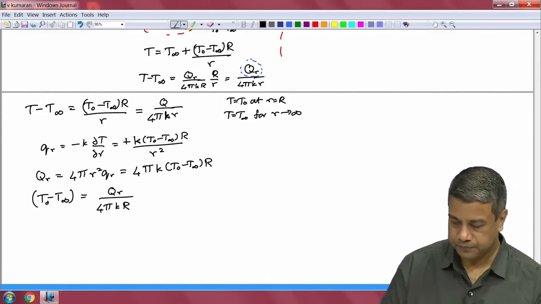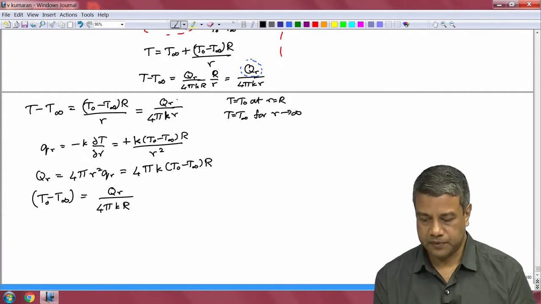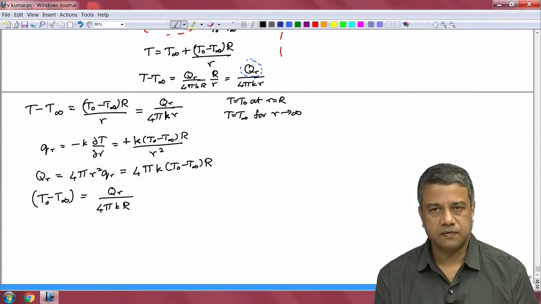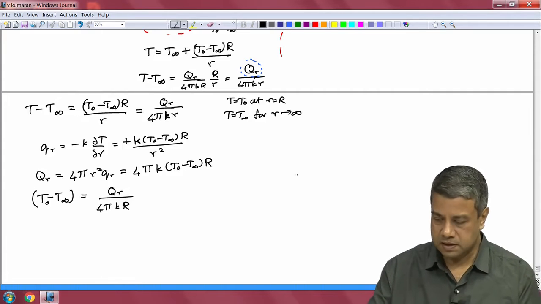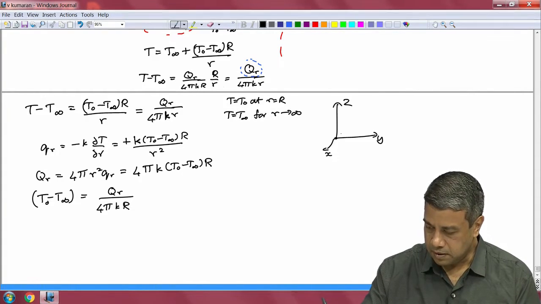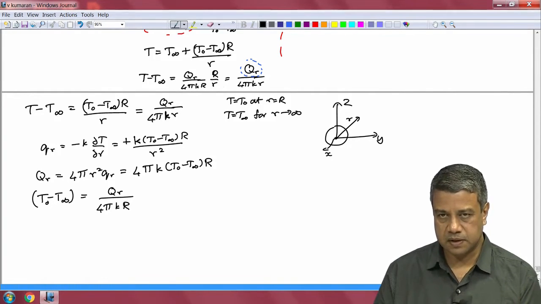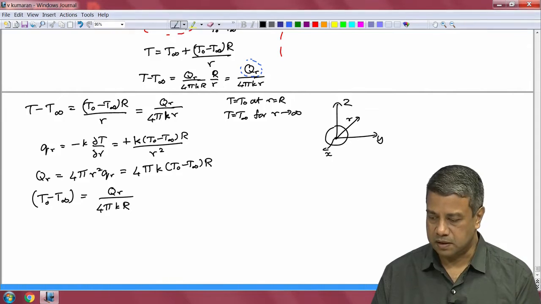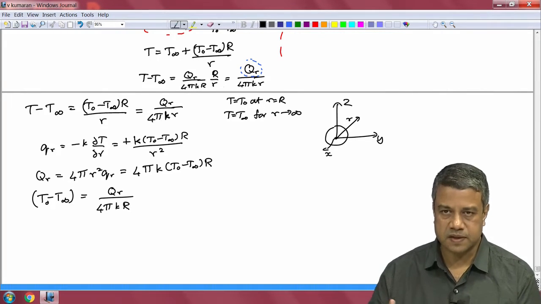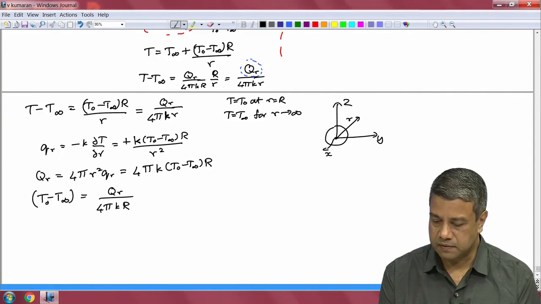This is Qr, the heat flux in the r direction. So, T minus T infinity is the temperature at some location r from the origin minus the background temperature, the temperature difference between the surface and the ambient. T minus T infinity is only a function of Qr.